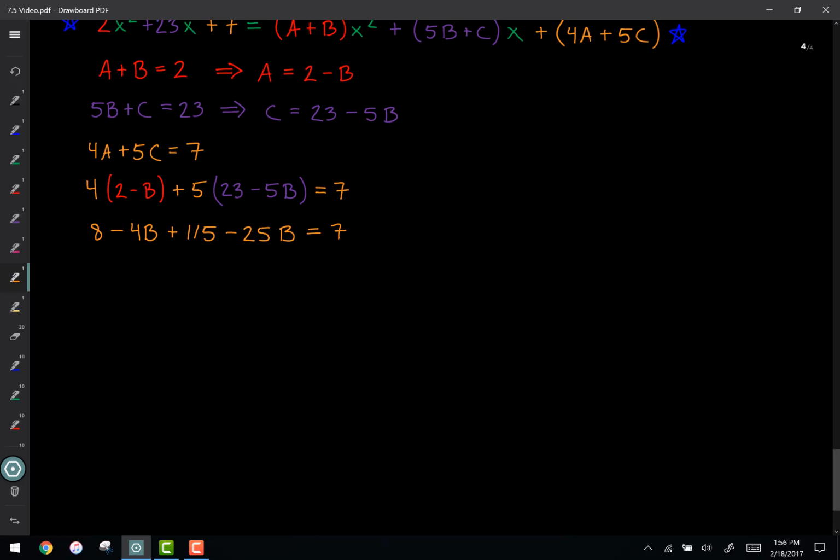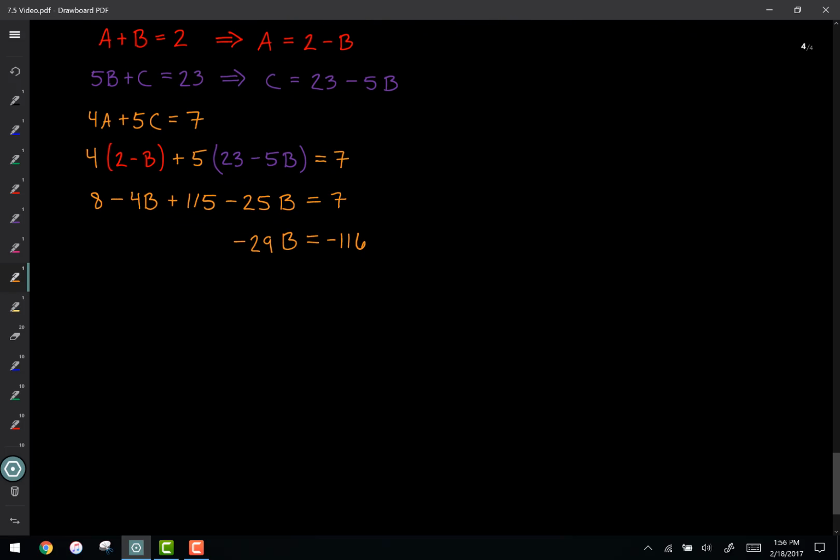Okay, so get all the constant terms on one side, all the non-constant terms on the other. So move all the numbers to the right. That gives us negative 116. And then negative 4 minus 25 is negative 29b. Divide by the negative 29. So b is 4.